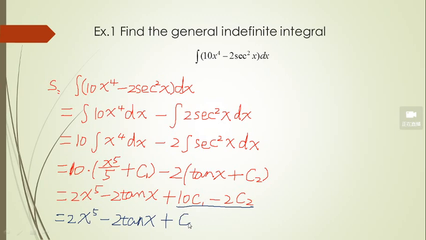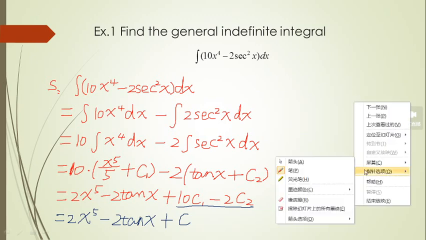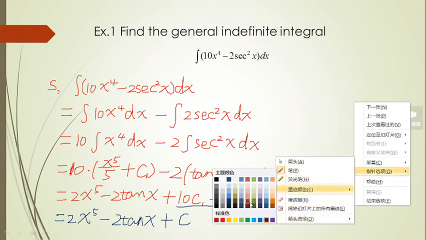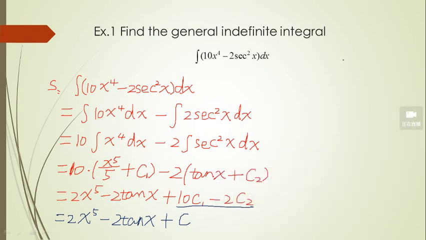And finally, let's check whether our answer is correct or not. Now let me choose a different color, purple. Let me take the derivative. This part is called check, in purple color. Let's take the derivative of this function, 2 tangent x plus c.